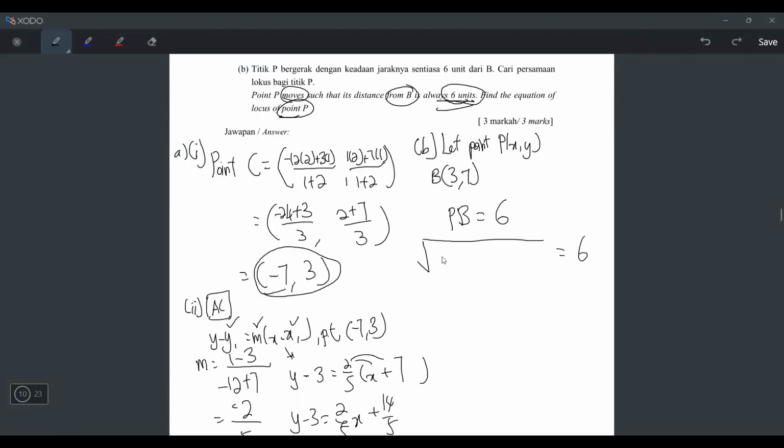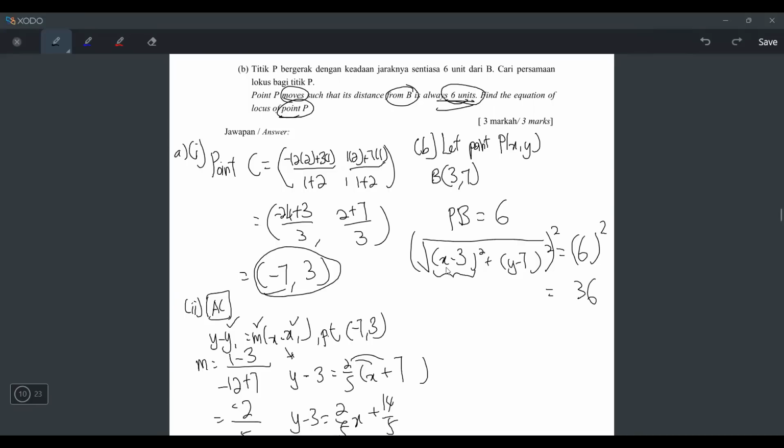And what's the distance formula? Square root, bracket square plus bracket square. Inside here will be x minus x, here will be y minus y. So x minus 3, y minus 7. So how you do it is you remove the square root. How to remove it? Square both sides. Square the left side, square the right side, you get 36 here. The square and the square root you can cancel, and then you are left with this one and this one.